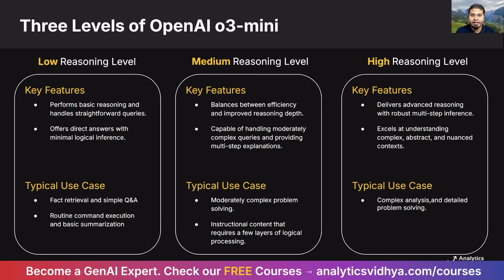And if you're using the high reasoning level setting, it delivers advanced reasoning with robust multi-step inference and excels at understanding complex, abstract, nuanced context, which means it is not very straightforward. There could be pros and cons. It may evaluate different alternative approaches to get to the answer. The typical use case is to solve complex problems where you need detailed logical reasoning, problem solving, and detailed analysis. Now, in general, it's not like the low reasoning level cannot be used for reasoning problems. In fact, you will see it performs pretty well.